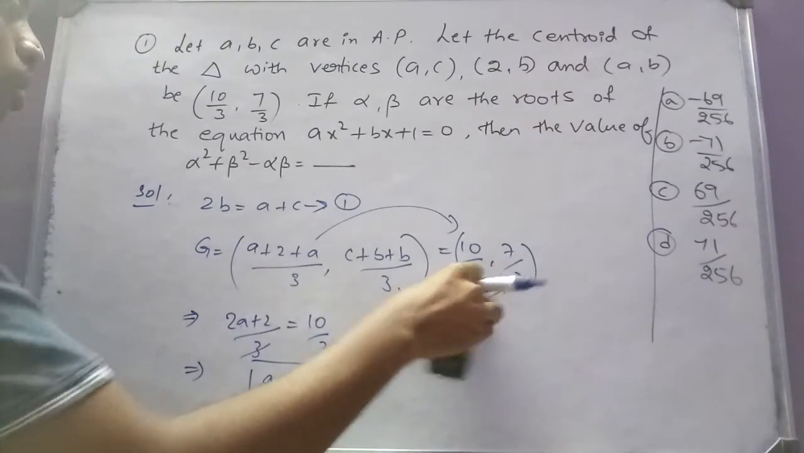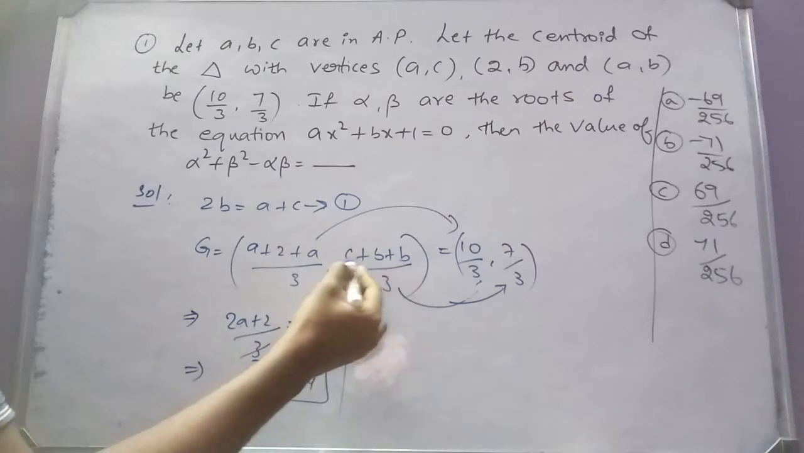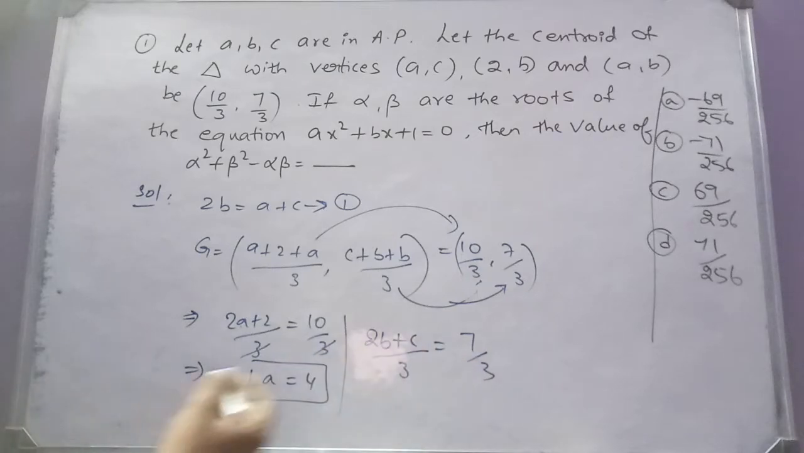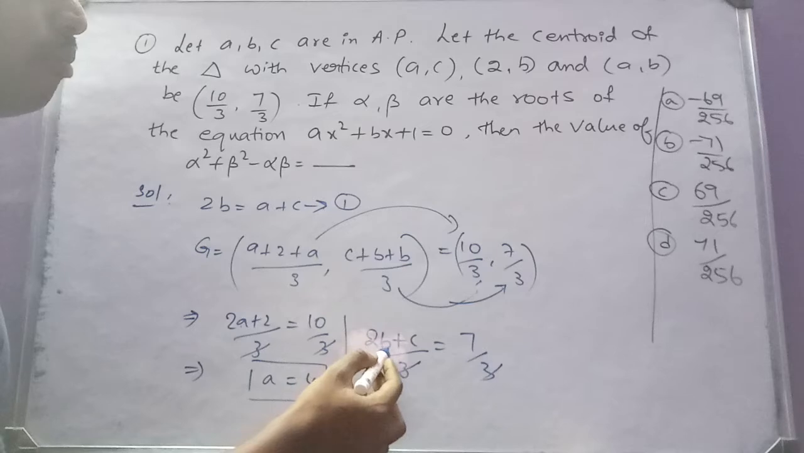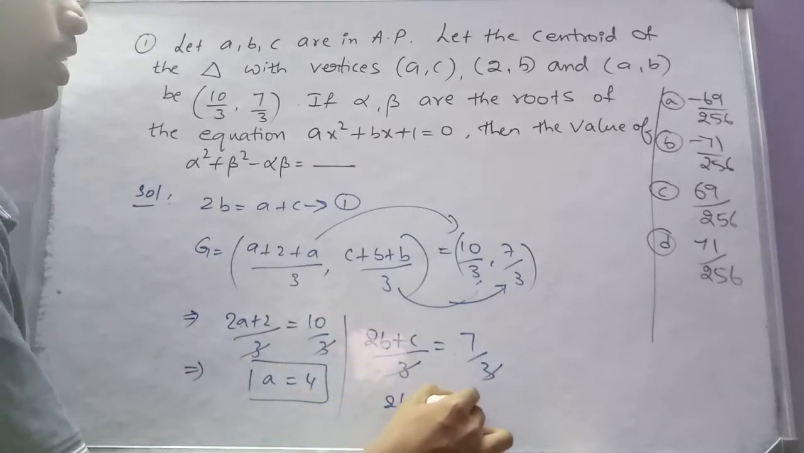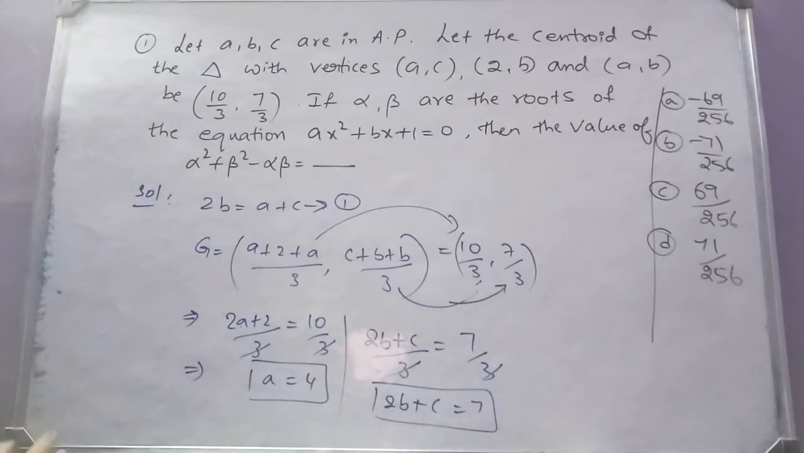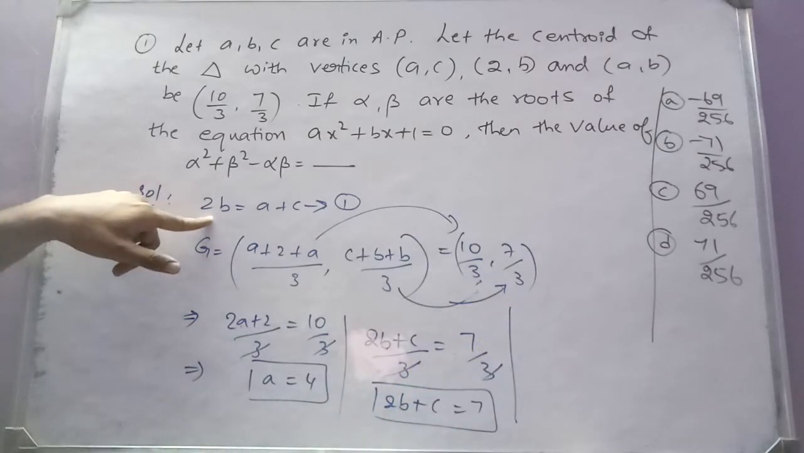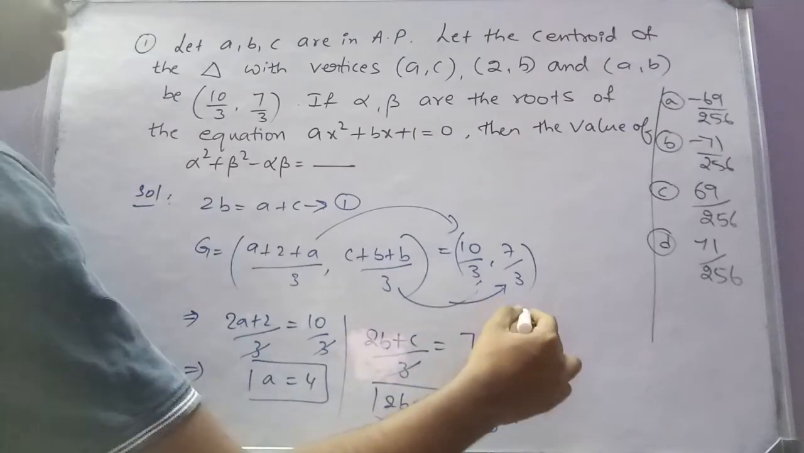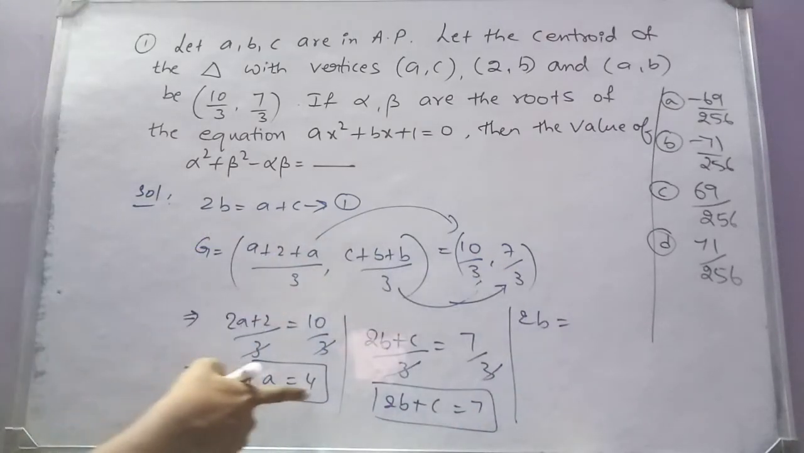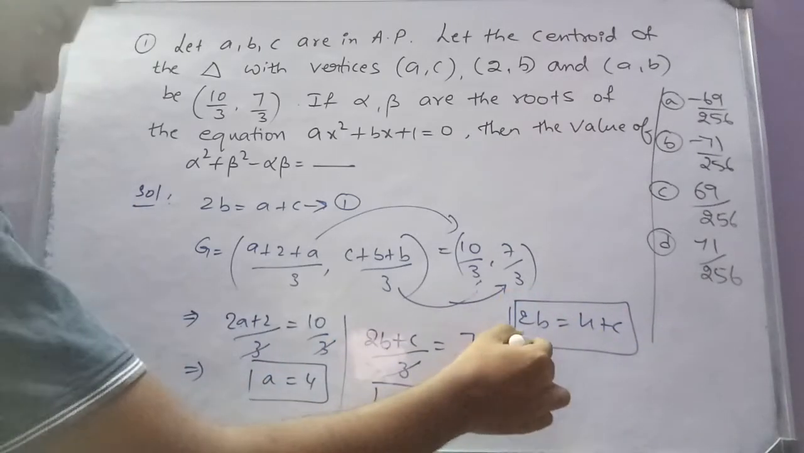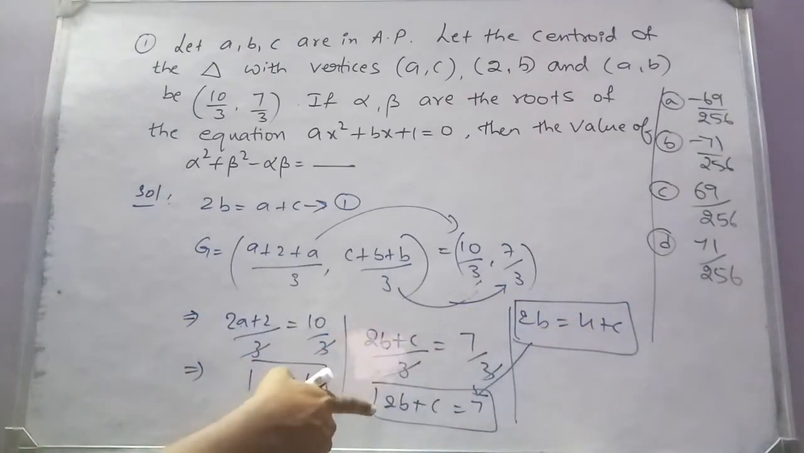So if you equate y coordinates, what do you get? (2b plus c)/3 is equal to 7/3, and the common denominator will get cancelled. So I got a clue containing b and c. So 2b plus c is equal to 7. Just remember this. Moreover, if you come back to the first equation, it says that 2b is equal to a plus c. So that means 2b is equal to 4 plus c.